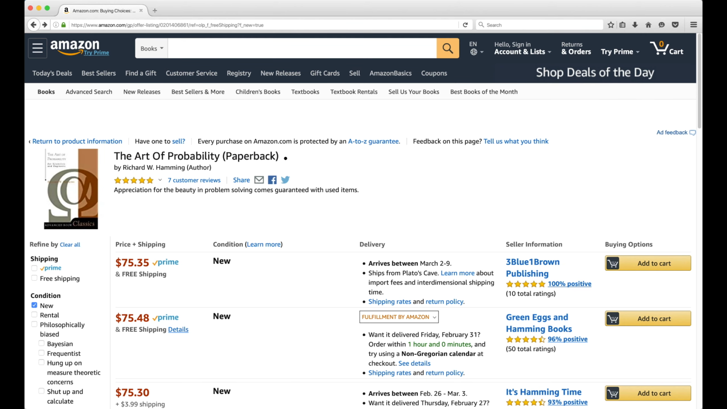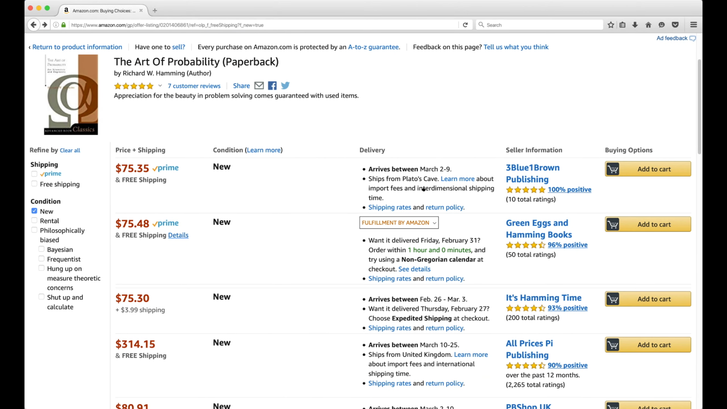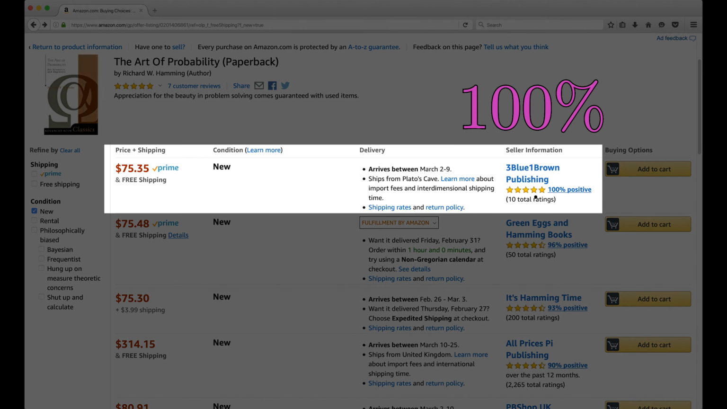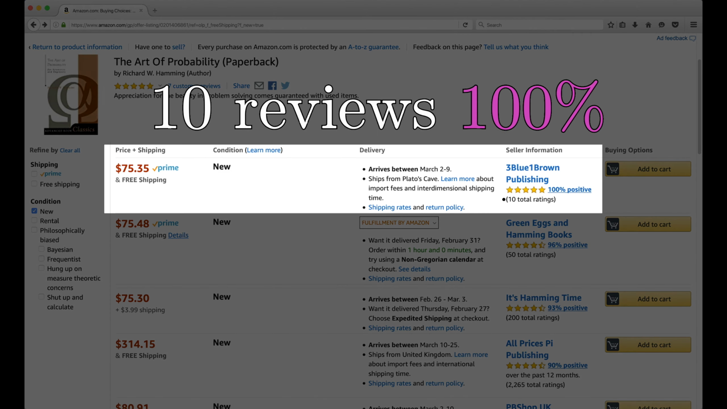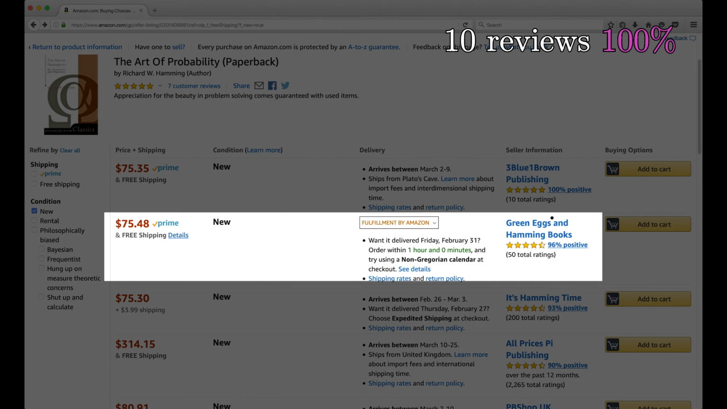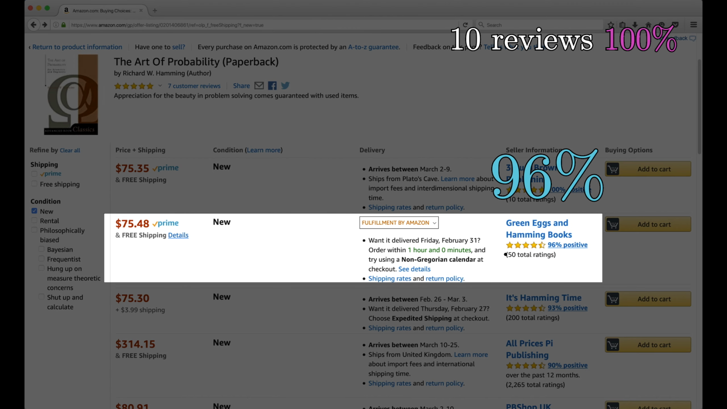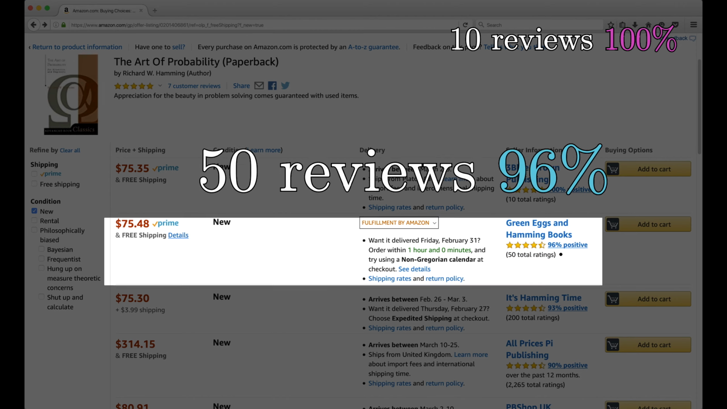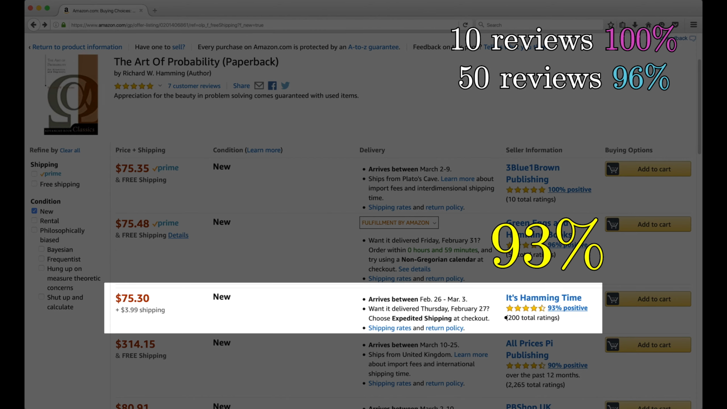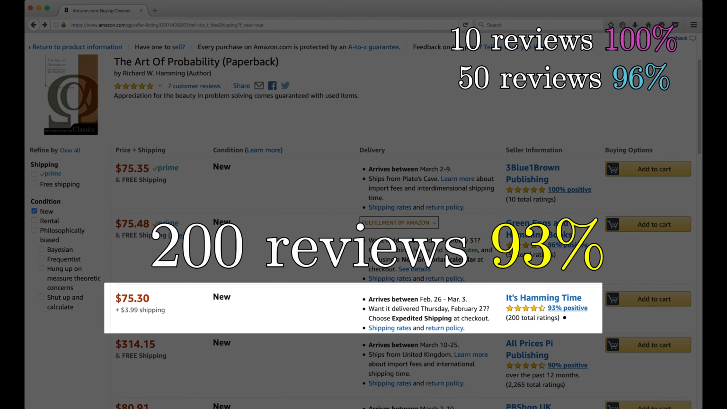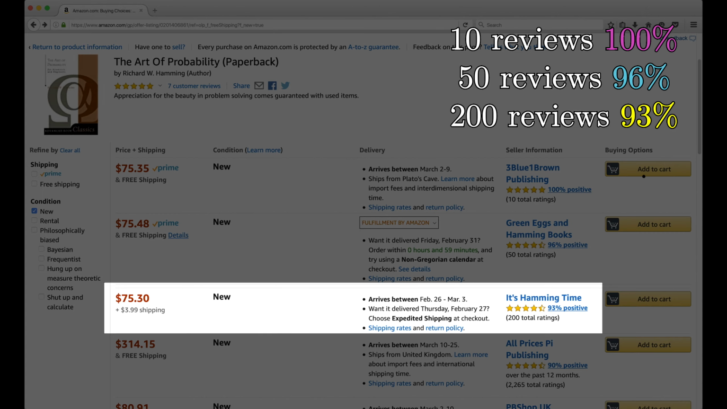You're buying a product online, and you see 3 different sellers. They're all offering that same product at essentially the same price. One of them has a 100% positive rating, but with only 10 reviews. Another has a 96% positive rating, with 50 total reviews. And yet another has a 93% positive rating, but with 200 total reviews. Which one should you buy from?